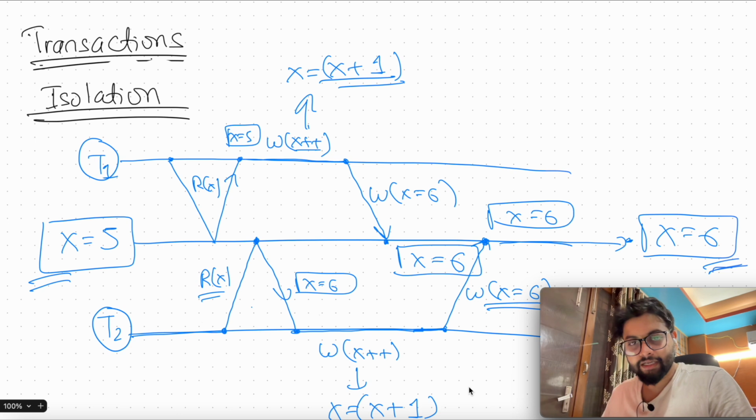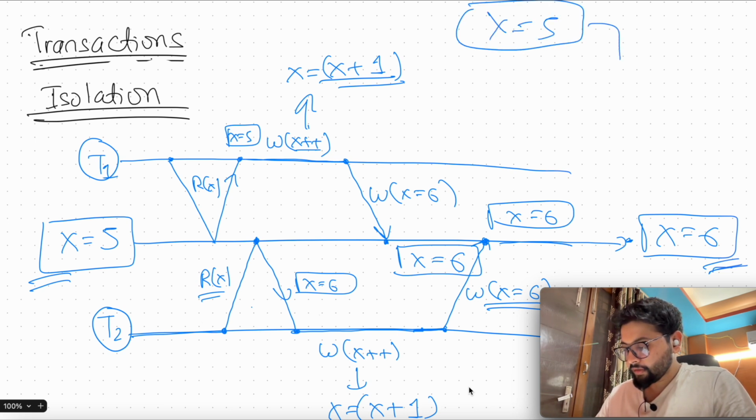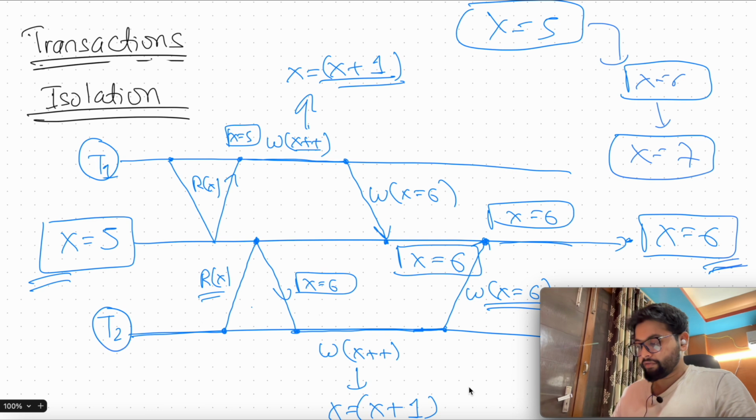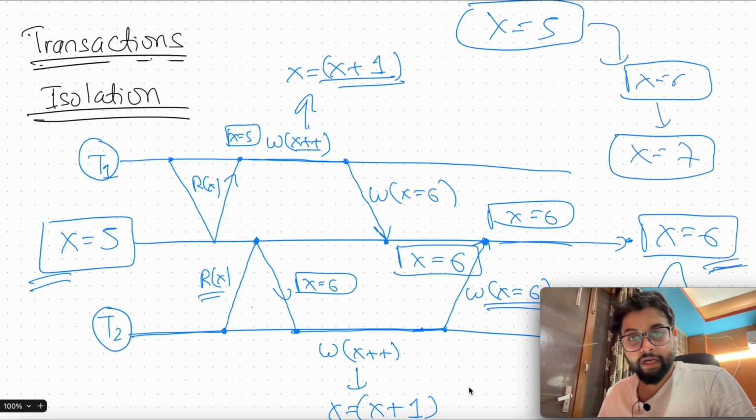But this should not be the ideal condition, because there are two transactions trying to update the value of X. So ideally what should have happened is that from X equal to 5, the first transaction should have changed it to 6, and the second transaction should have changed it to 7. But if the client tries to query the value of X, he will see that the value of X is still 6. There is some problem. The client will probably think that one of the transactions might have failed. But here what has happened is that the transactions have not maintained the isolation property.